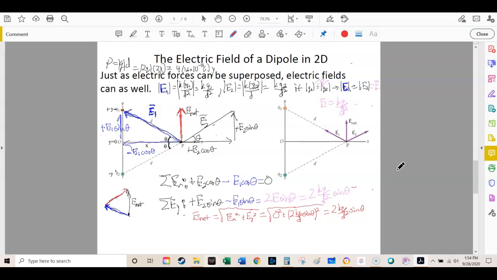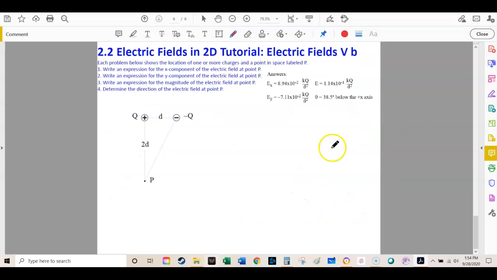All right, well, let's do one last problem, okay? And this is a very similar problem, but what do you do when you're measuring the electric field due to a dipole not at the center? This last one, the P point, would be right at the center of the dipole.